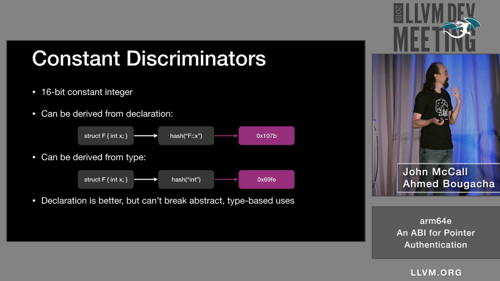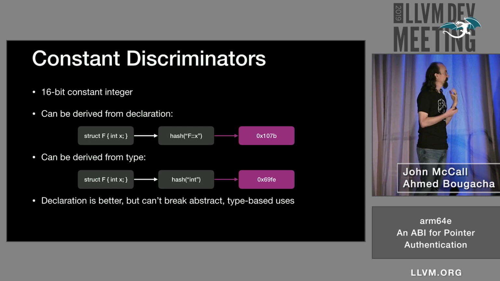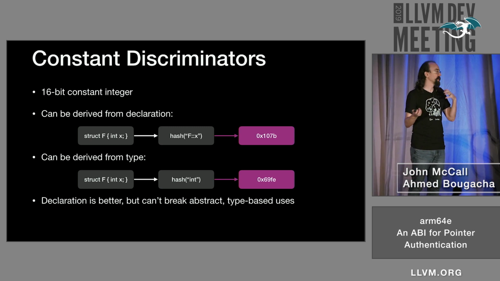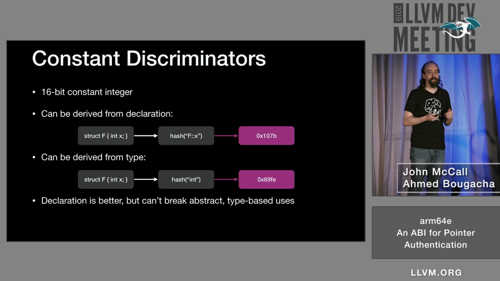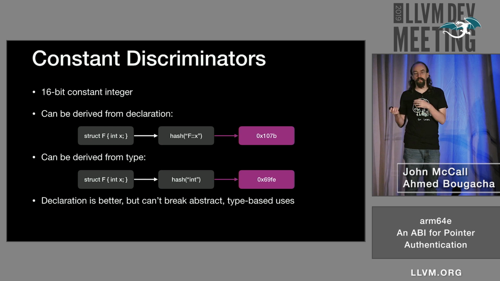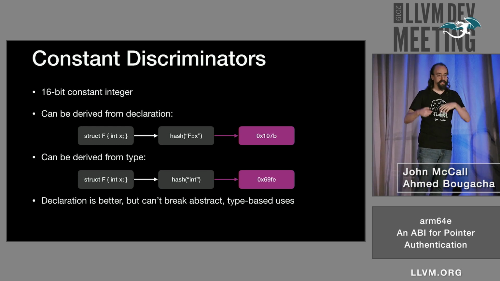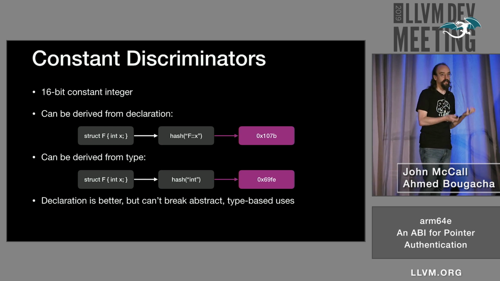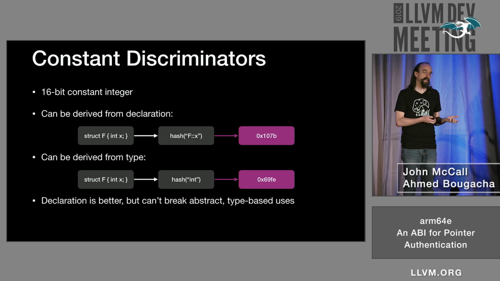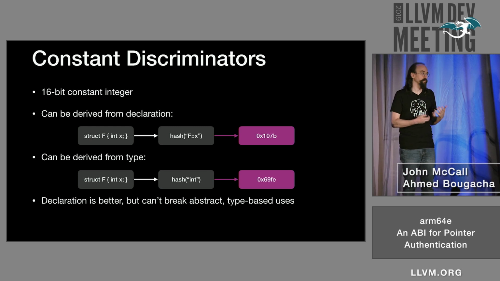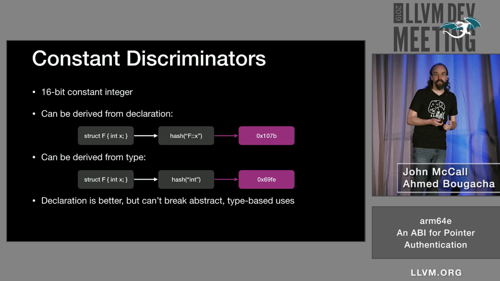Or I could derive it somehow from a type, right? So it's the same thing, but I don't get to know about F or X. All I get to know about is int, right? Obviously, the first is better. It's going to be more specific to specific purposes, but again, language rules are going to prevent that in some cases because you can't break sort of abstract uses in the language.